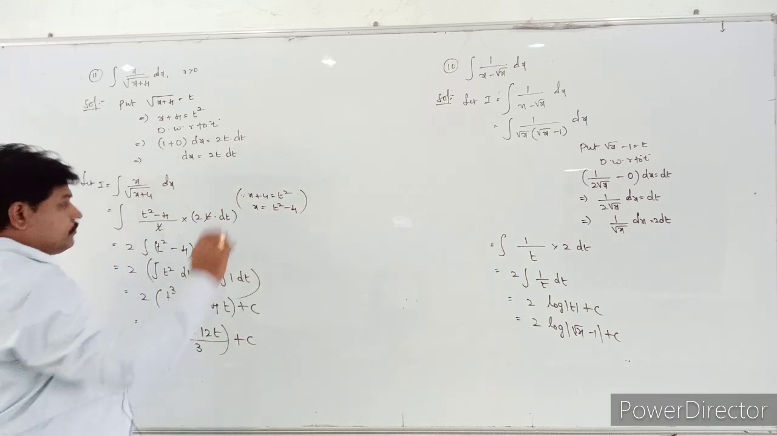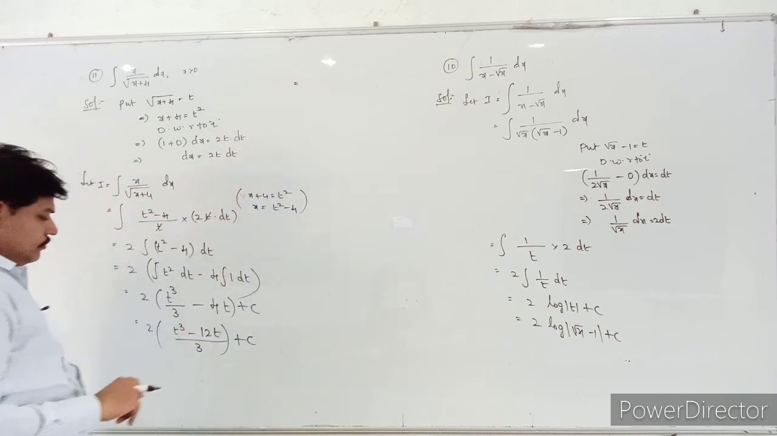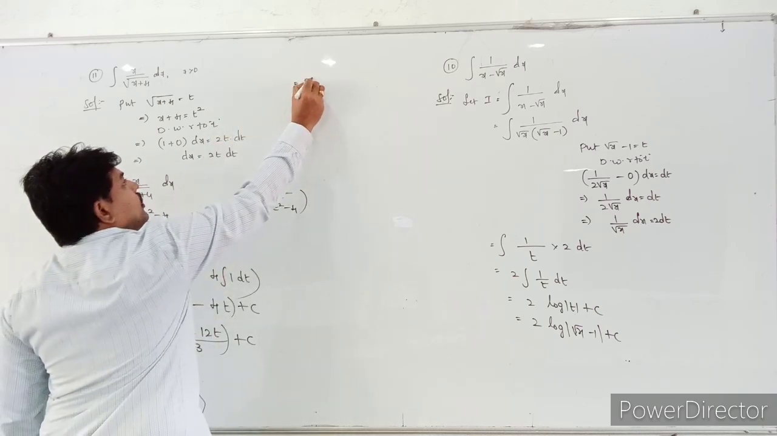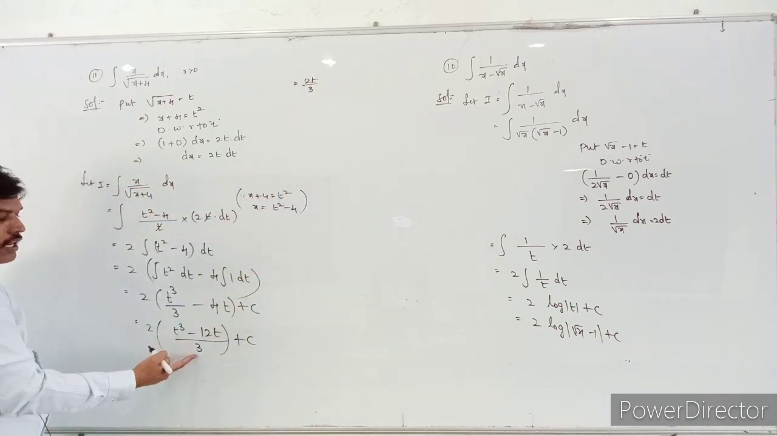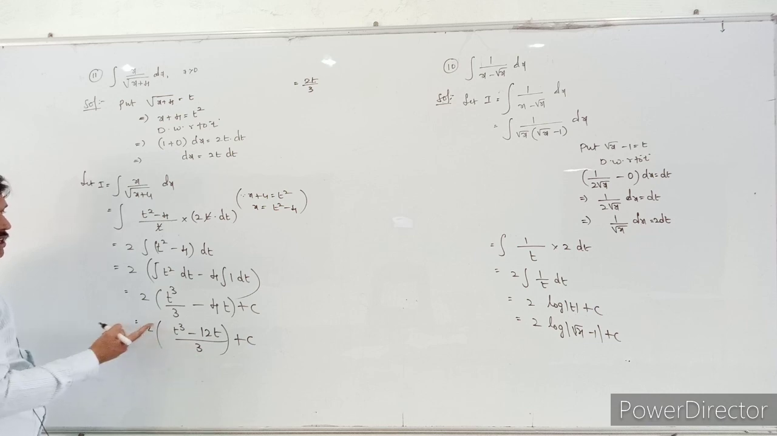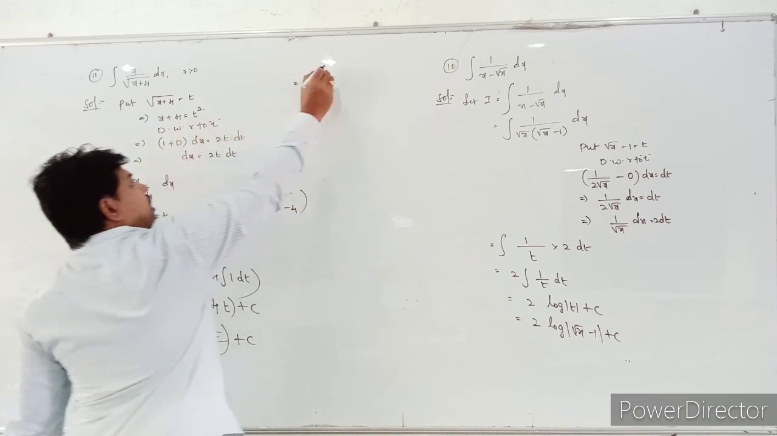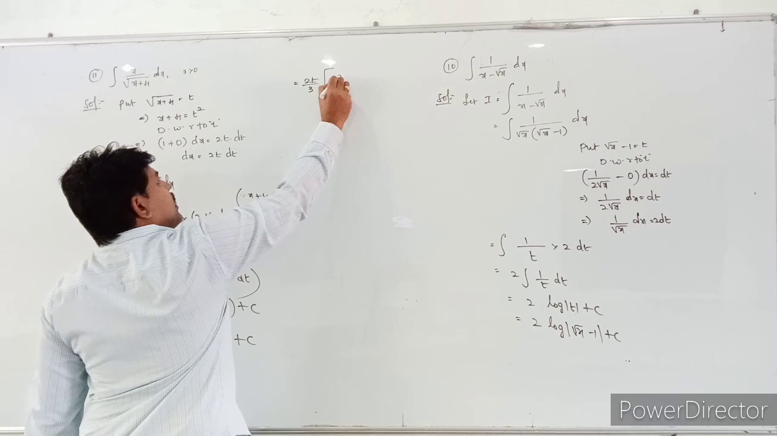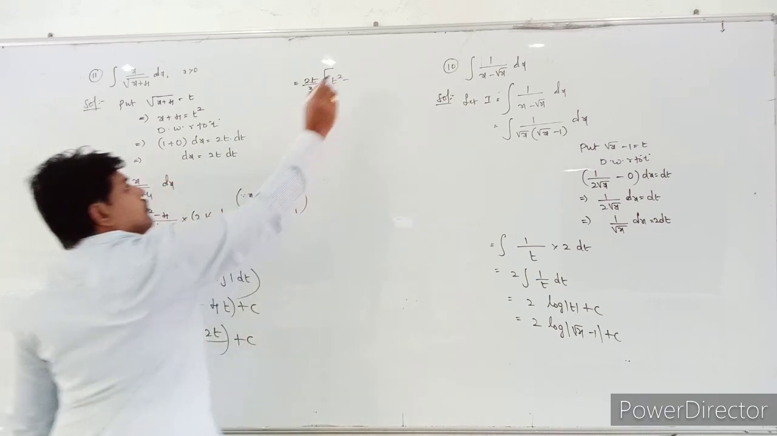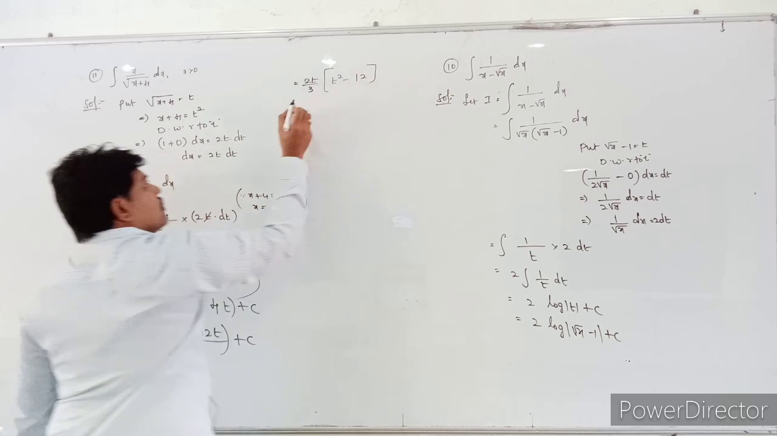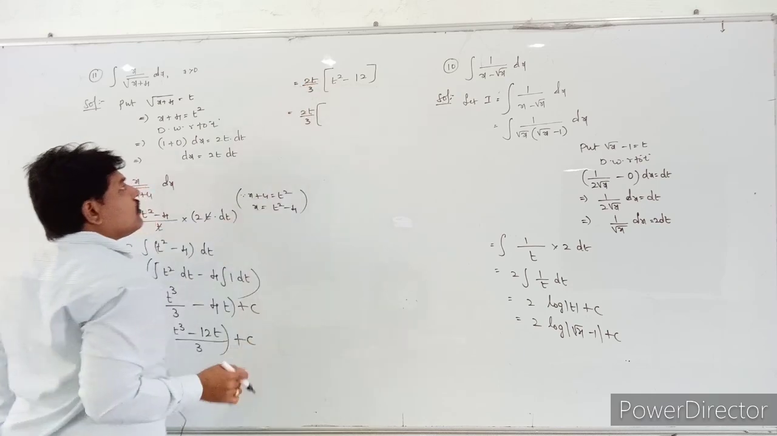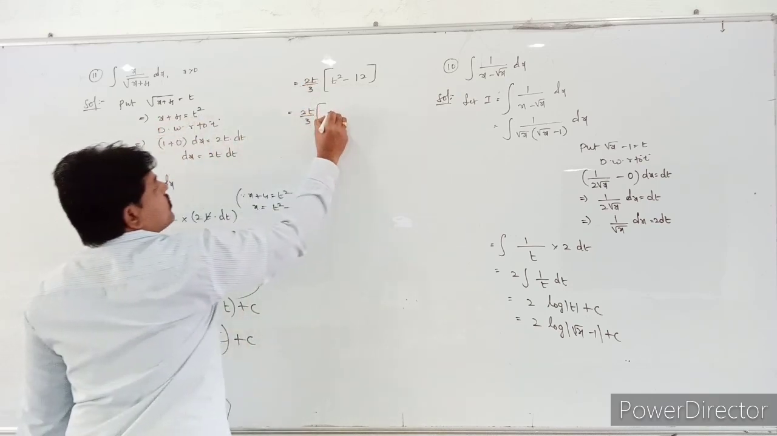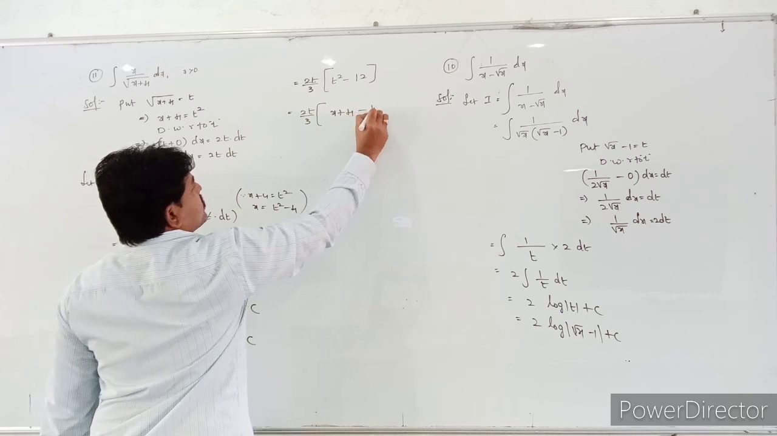So that is equal to 2t by 3. I am taking the t common in the numerator and 3 common in the denominator. What happens? 2t by 3 into, what is the remaining value? Remaining value is t square minus 12. So that is equal to 2t by 3 into, what is the t square value? T square value is x plus 4.